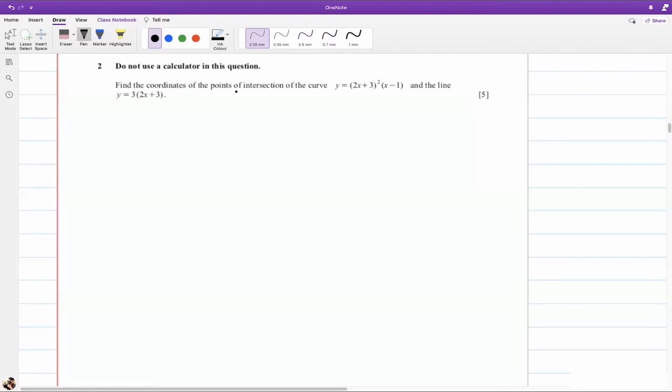Right, so this question is saying find the coordinates of points of intersection of a curve. So this is a cubic curve. How do I know it's a cubic curve? Because there's a square and there's a power 1 part. So when they multiply, it will be power 3. So it's probably a cubic curve like this.